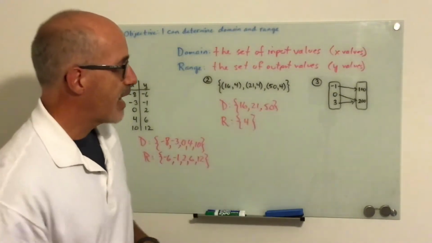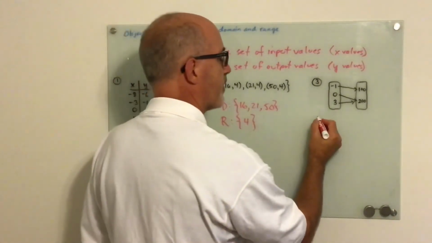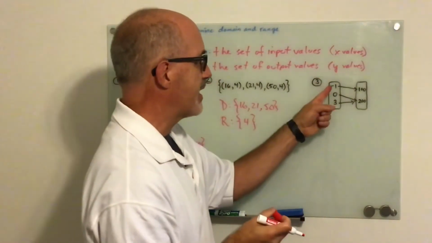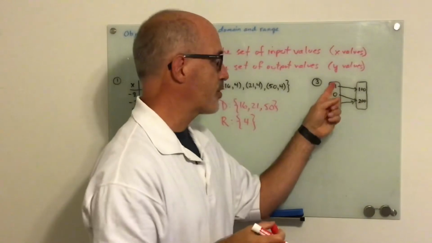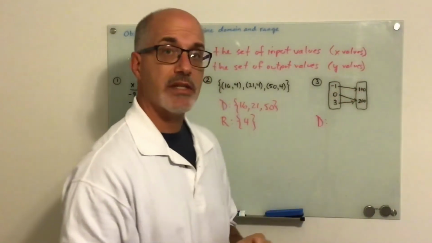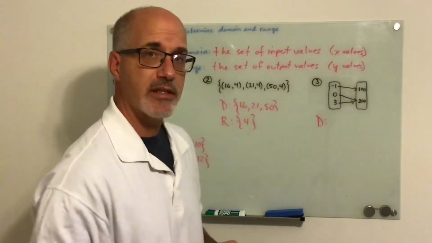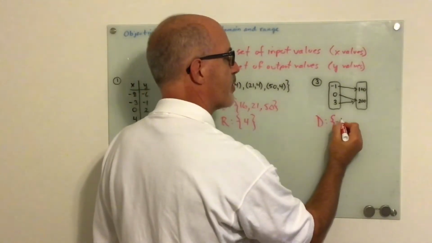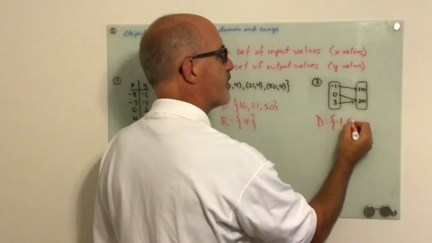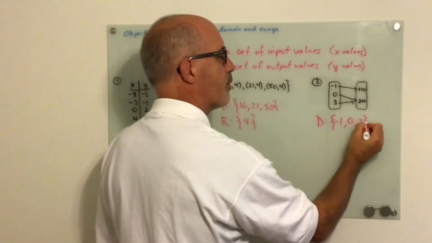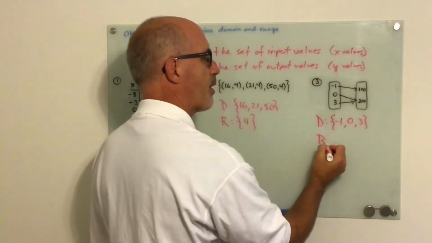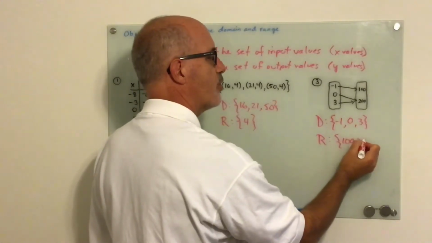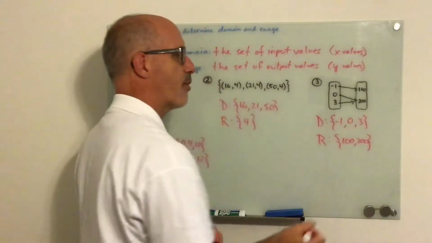So looking at this last one, this is where we use these arrows. It just means that this number results in that number. So input and output. So the arrow direction makes a difference. So we start with the -1, so that's the first value. So -1 is an input, 0 and 3 are my inputs for my domain, and my range are just the two values of 100 and 200 for the range.